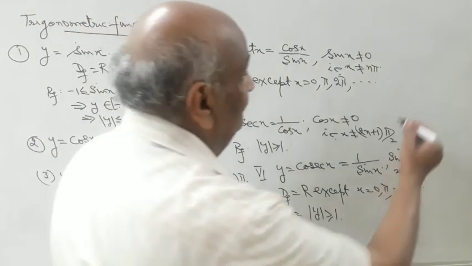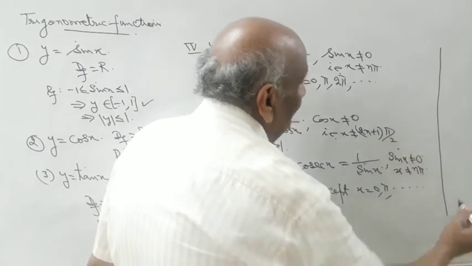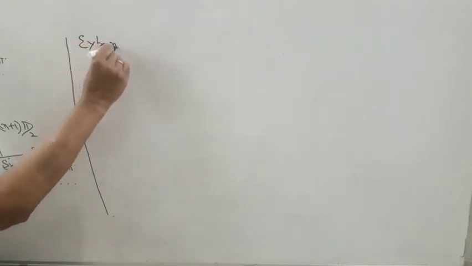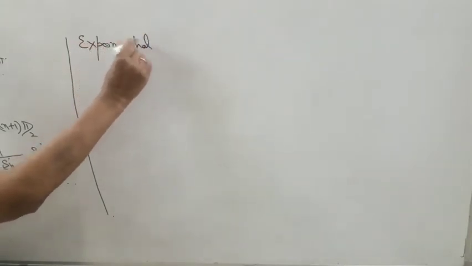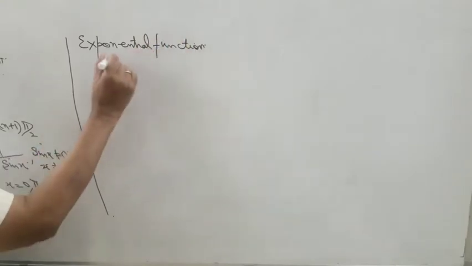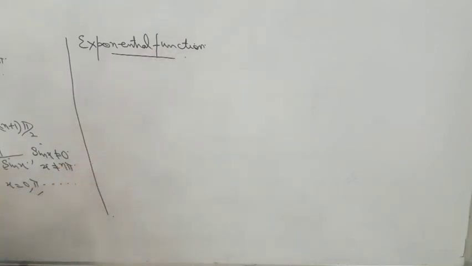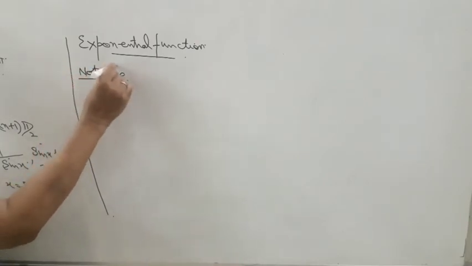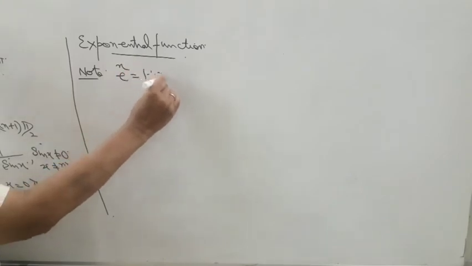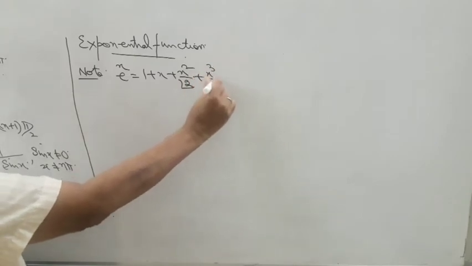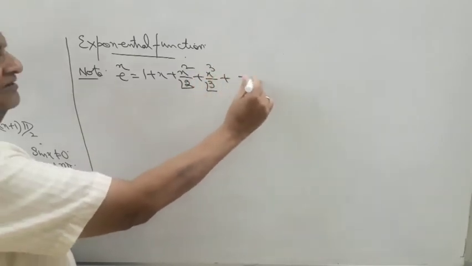Similarly, a bit further we can move and take up another type of function known as the exponential function. A very important case once again. Exponent means the power. So we have the exponential function. The very first thing to note here is that e the power x is equal to 1 plus x plus x square upon 2 factorial plus x cube upon 3 factorial and so on, it goes up to infinity.